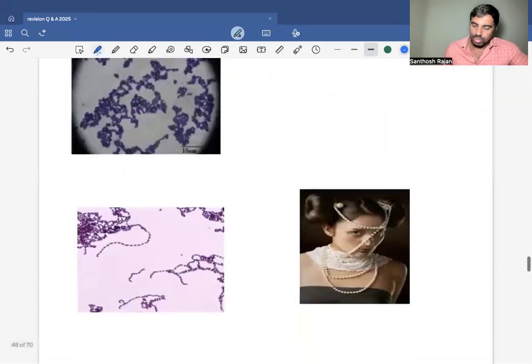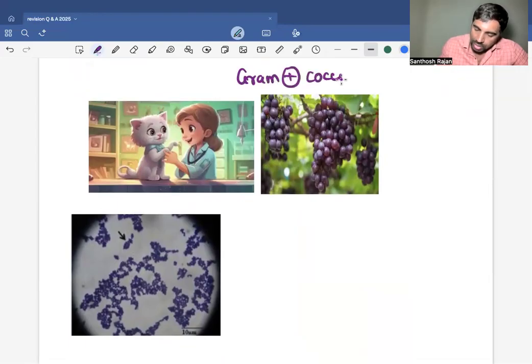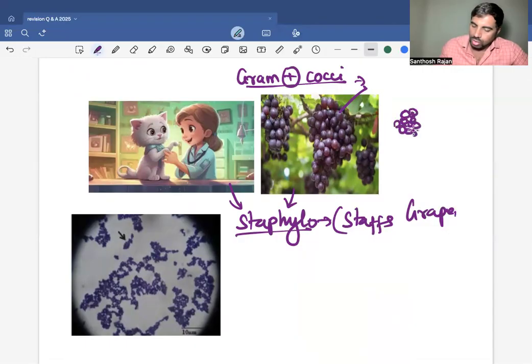So look at the picture. When you talk about gram positive cocci, they are always purple in color, the same color as the grapes here. So there are two things. One is Staph. Staphylococcus: think of hospital nursing staff, like grapes. So it is a grape-like cluster. The cocci will be like grapes.